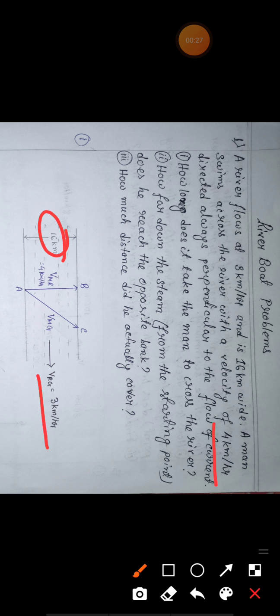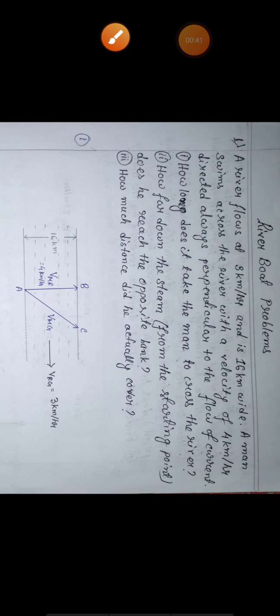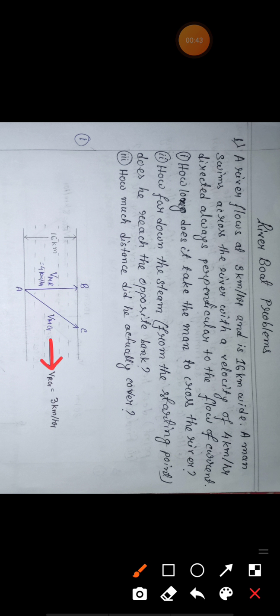So that means the man is actually trying to flow in perpendicular direction or vertical direction. Okay, he wants to flow from A to B in vertical direction. But since the river is also flowing, the man will flow with the river also. So due to the velocity of the river, the man will cover this AC path, not AB path, because the man is also flowing with the water. He has his own velocity, that is 4 km per hour, and some extra velocity component, that is 3 km per hour.